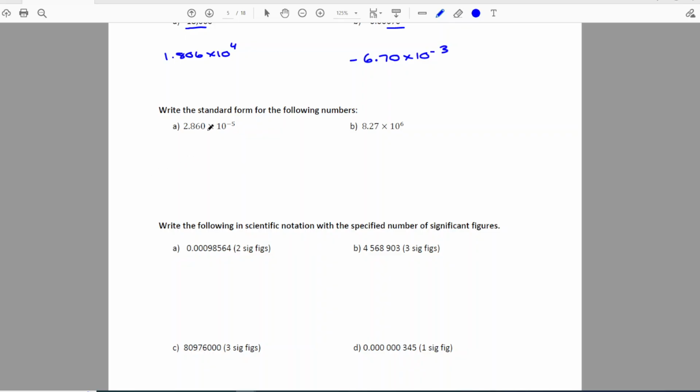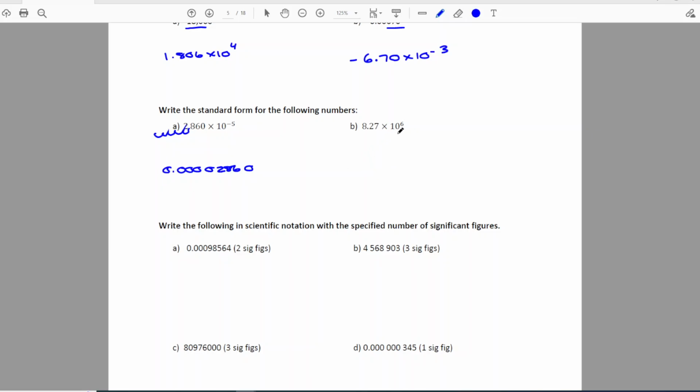So for this one, because it's times 10 to the negative 5, I'm going to move my decimal place to the left, 1, 2, 3, 4, 5. So I moved it once, and then I have to fill in 4 zeros. So I'm going to put 0.0000286, right? So the 2860 has to be there, and then I had to put 4 zeros in front, and then I put this 0 as a placeholder.